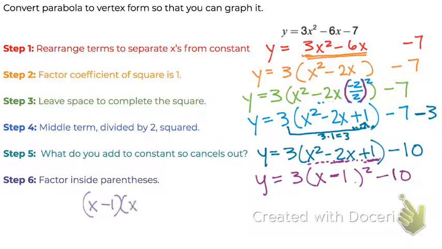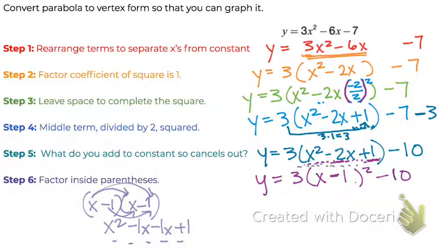x minus 1 squared, or x minus 1 times x minus 1 gives us x squared, -1x, -1x, +1. Yeah, if we simplify that, that is x squared minus 2x plus 1. So now we have the equation, but it is now written in vertex form, and we can more easily graph that parabola.